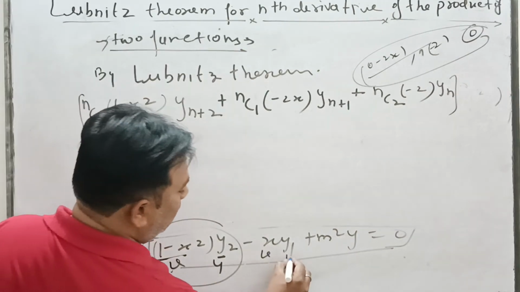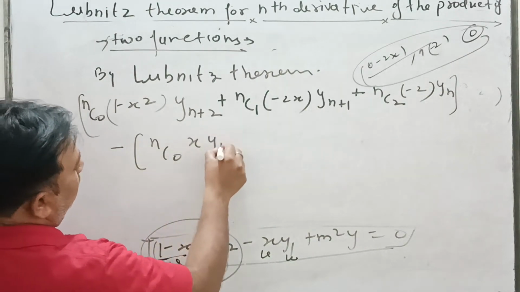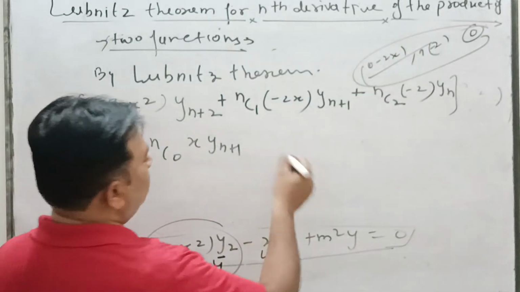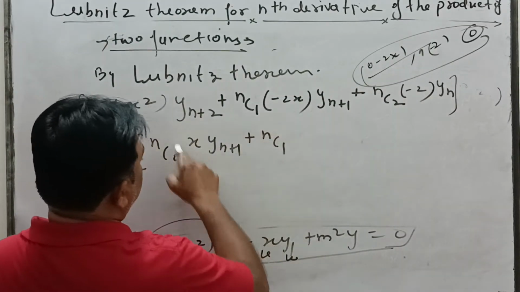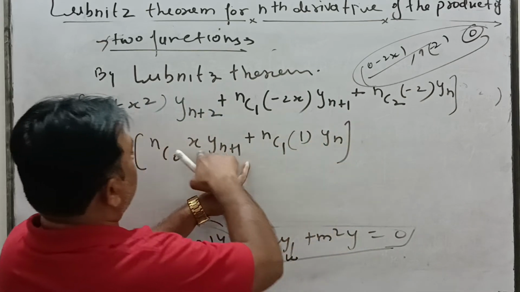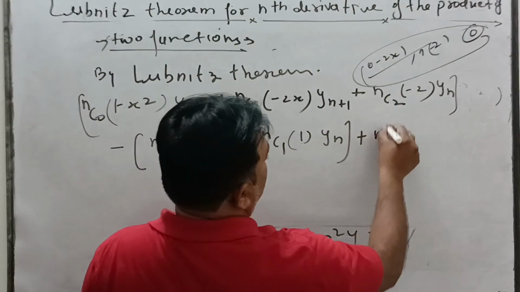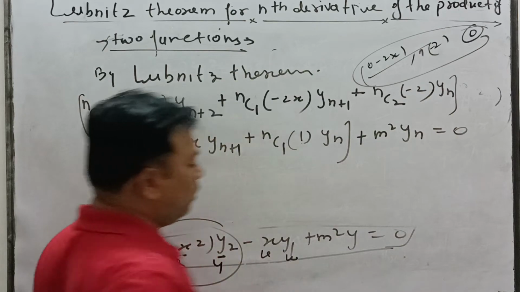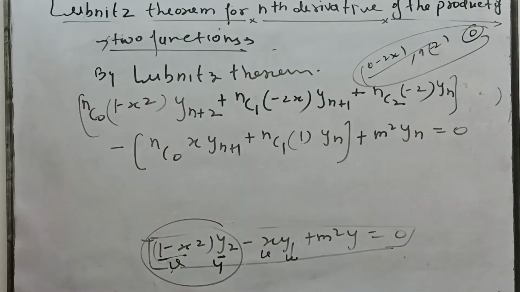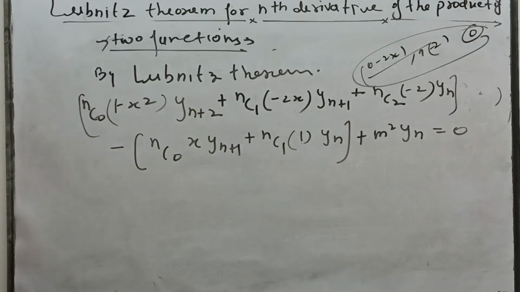Initially this is v and this is u, with minus sign, nC0 x times y of n plus 1, because this is the one time differentiation, so n plus 1, plus nC1, differentiation of x is 1, 1 less, yn only. For the next term, differentiation of 1 is 0, so all similar terms are 0, only m square y of n equal to 0. This is the single term, 1 by 2 by 3, n times we write, only the nth derivative. Now we complete the solution of this.